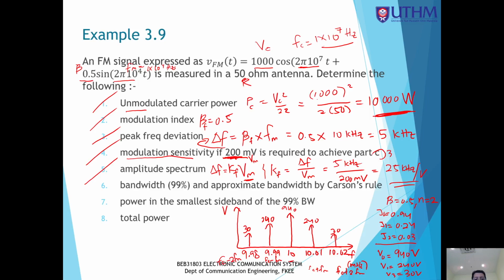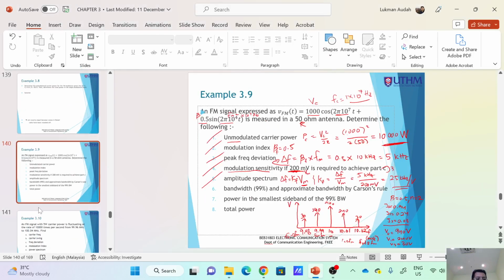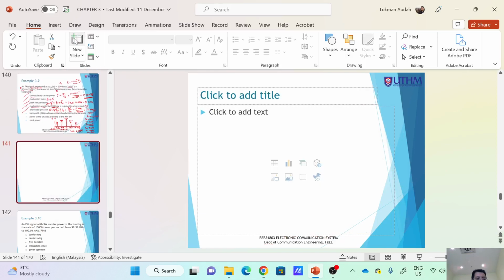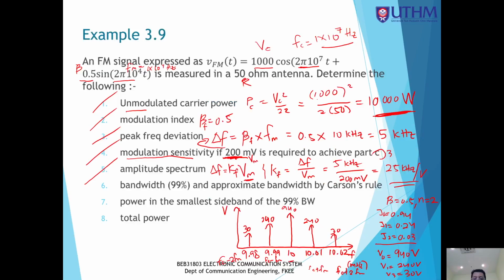I need a bigger space, maybe I can go to the next slide. So let's try a new slide over here. Bandwidth by Carson 99%. So now we need to find the bandwidth by Bessel, sorry, not Carson. Bandwidth by Bessel.